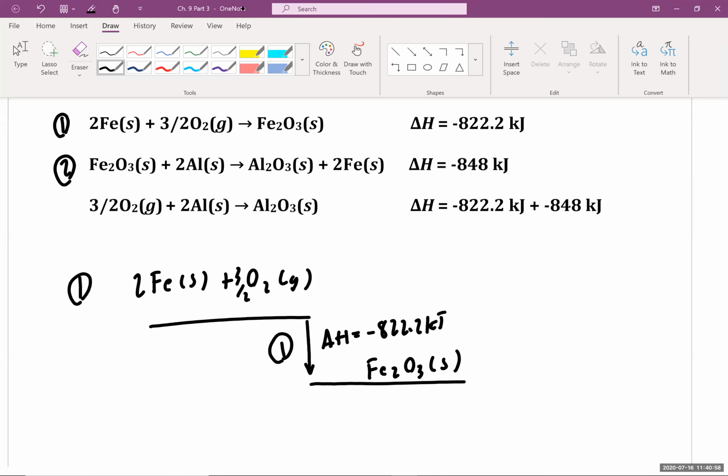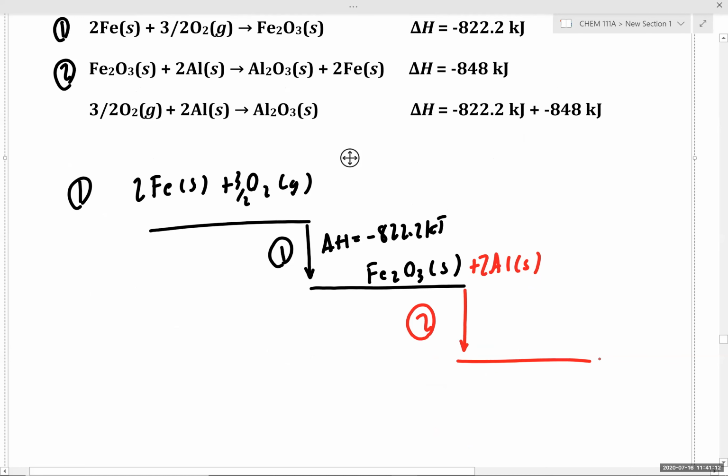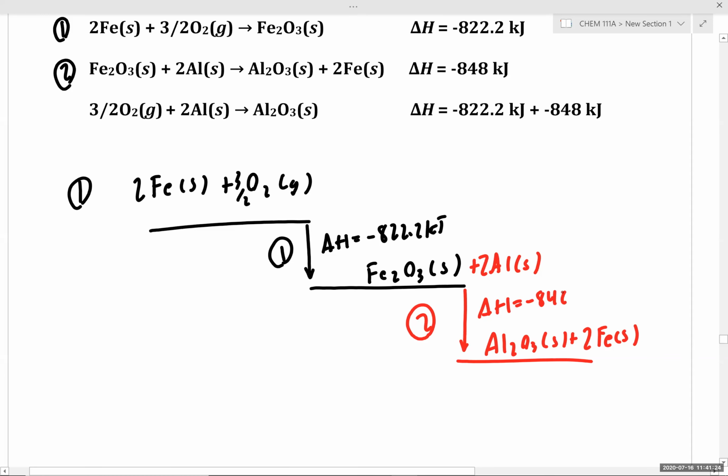Now for our second step, we are reacting with aluminum solid to generate aluminum oxide solid and 2 iron solid. And this step has an enthalpy of negative 848 kilojoules.